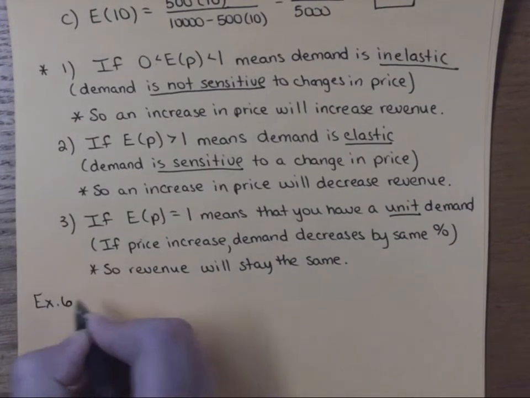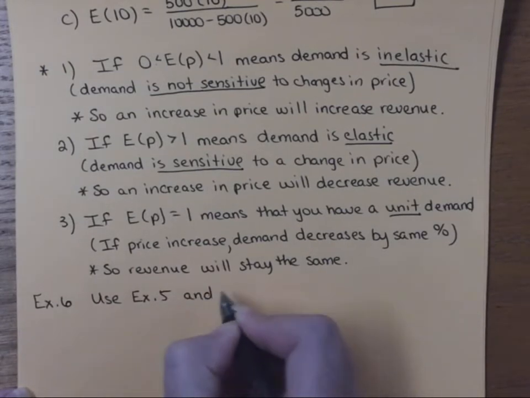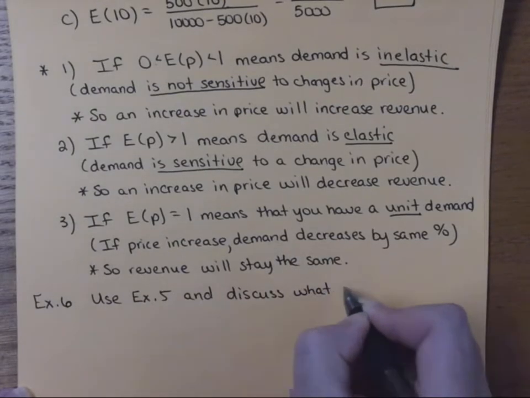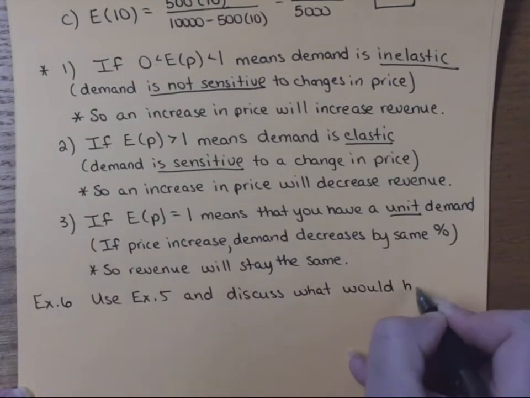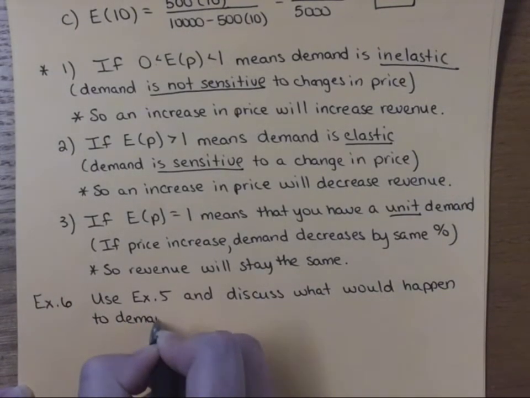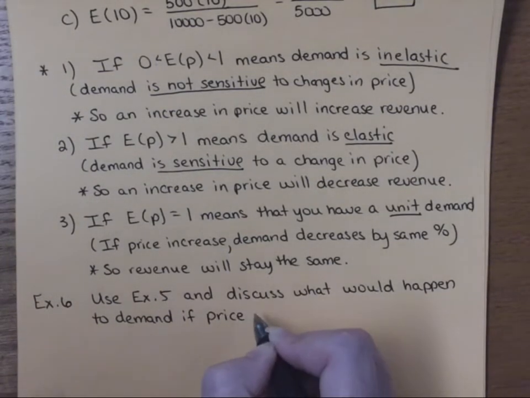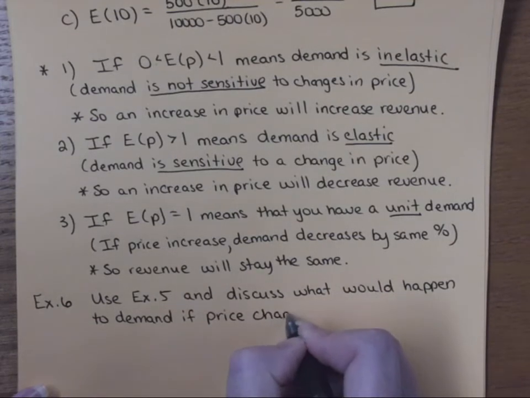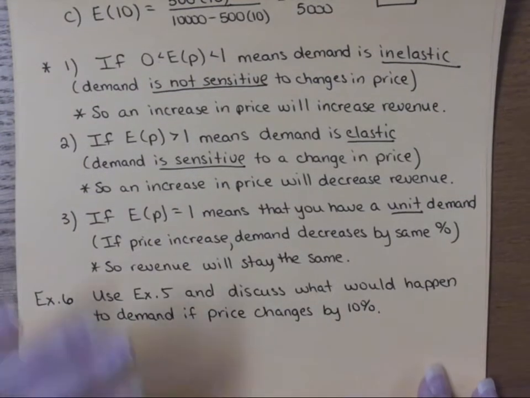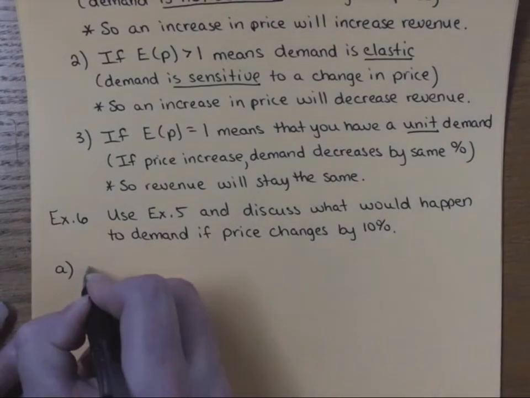All right, so I want you to use the numbers in example 5 so I don't have to introduce a whole new one. And I want you to discuss what would happen to demand in each of the scenarios if the price changes by 10%. And we're going to assume that it's an increase in price, not a decrease in price. In other words, we're going to assume that that's a positive 10%. All right, so let's just set these up. Let's see if we can do these side by side.